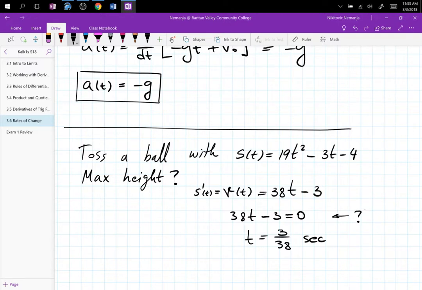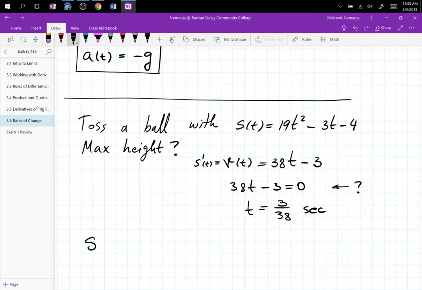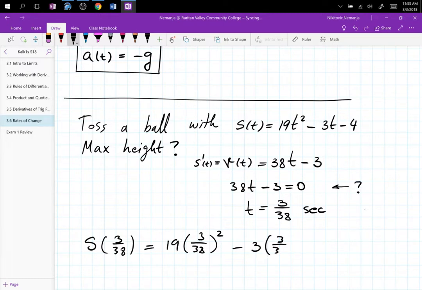You can calculate at what time that happens because, as you can see in the equation over there, t is the only unknown. Now I have the time at which max height occurs. Figure out what s of 3 over 38 is, and you're done. So that's going to be 19 times 3 over 38 squared minus 3 times 3 over 38 minus 4.